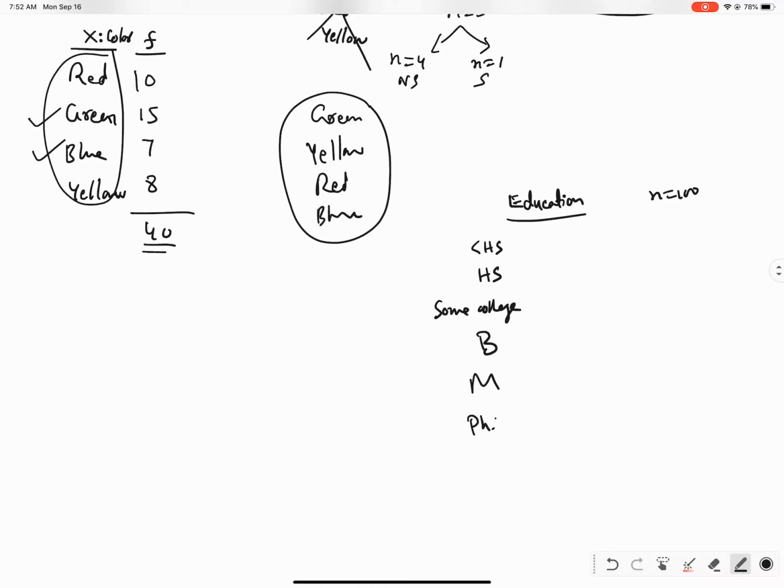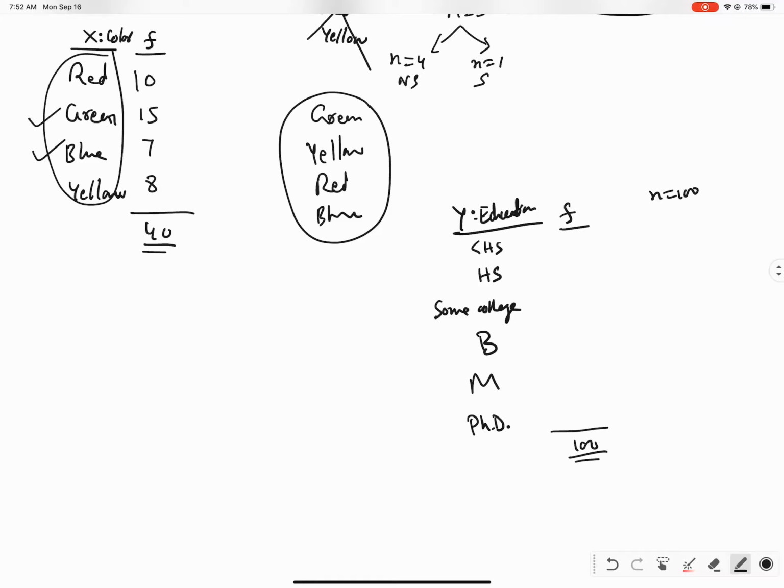So PhD is the highest level of education here. And let's have some sample sizes. I'm going to denote education with Y here. That's the symbol for education. And in the next column, I'll just put the group sizes. So we are dividing these 100 individuals into 6 subgroups.